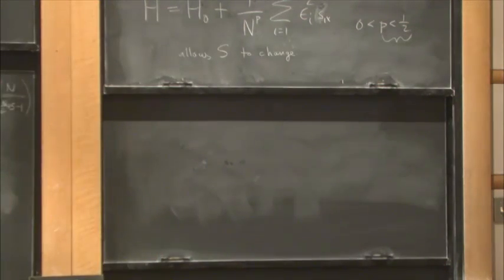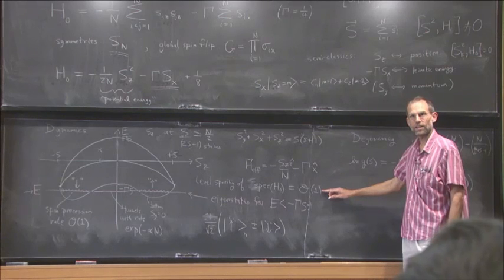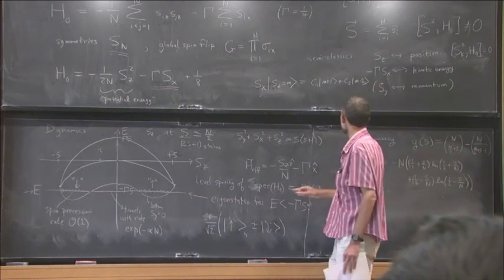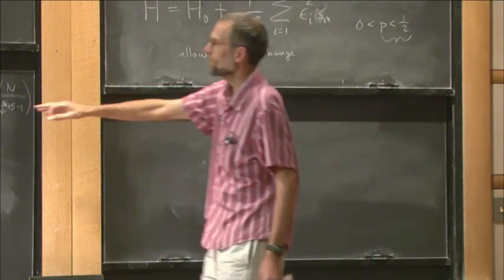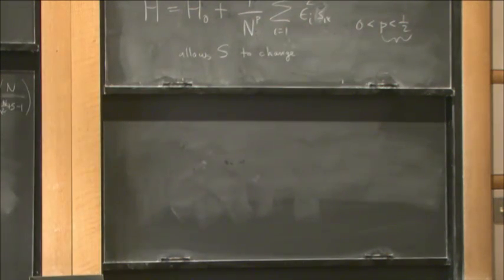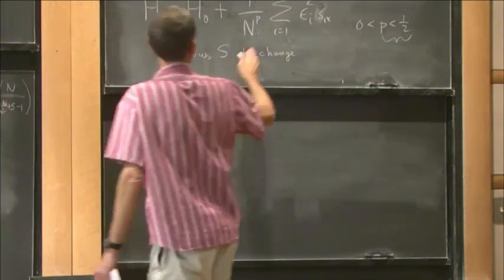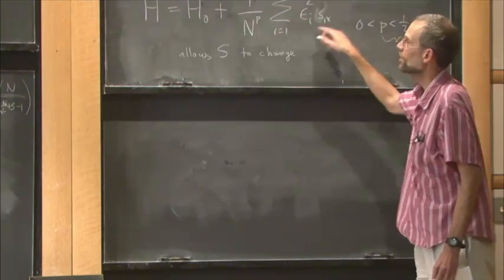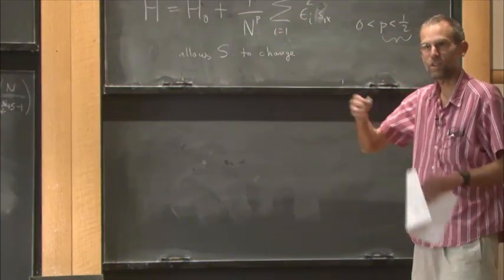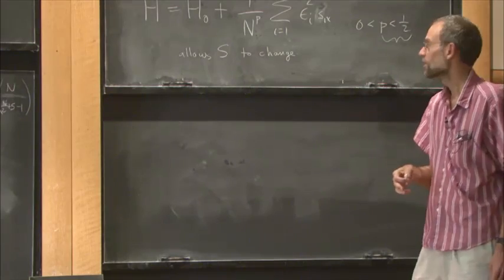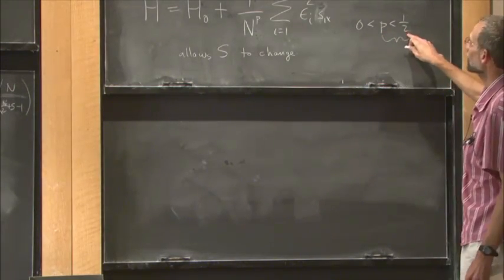Over here the level spacing is of order 1. What I want this perturbation to do is to cause these eigenstates, which are spaced with a level spacing of order 1, to get strongly hybridized. So I want the matrix element of this perturbation between my eigenstates to be bigger than 1, so that I strongly mix those states. And that's the p less than a half.